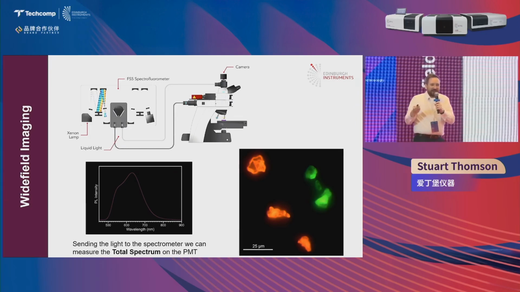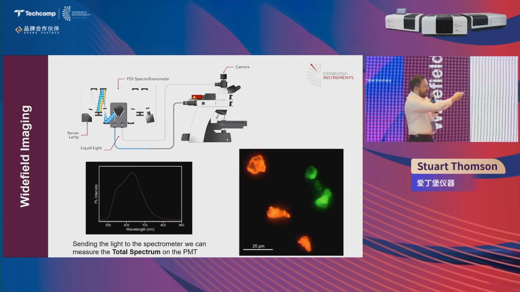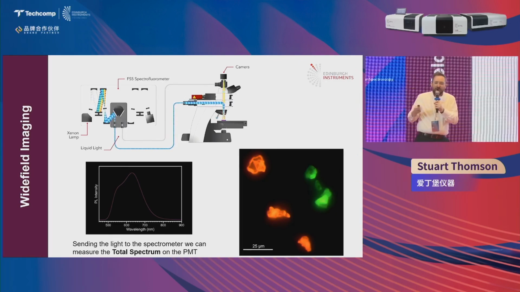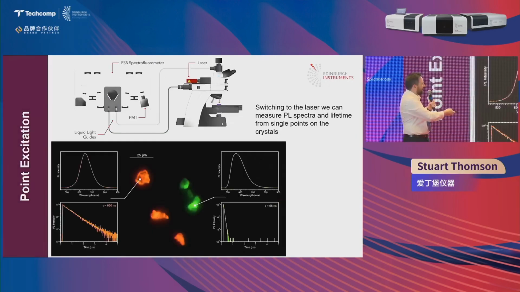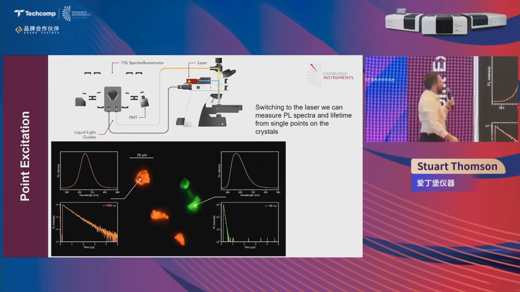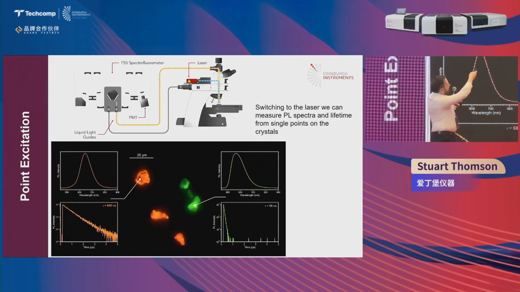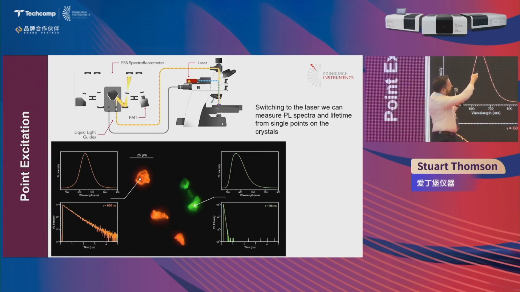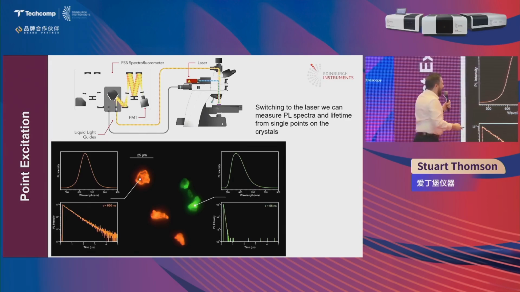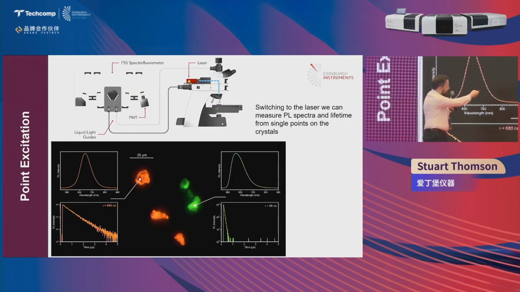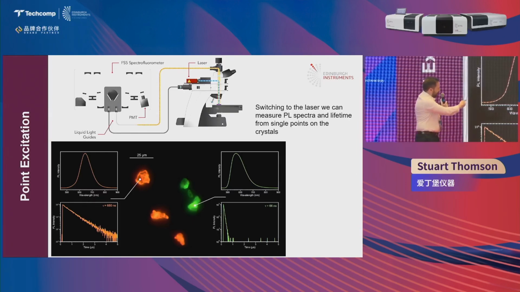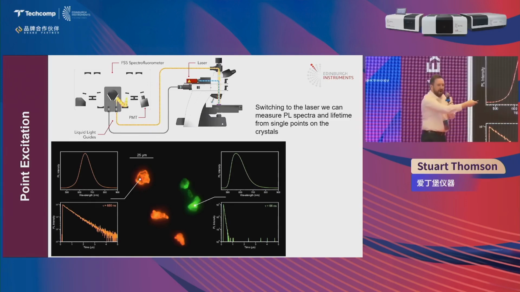So with the xenon lamp, we can get the total spectrum of our field of view, but what if we want to measure the spectrum of the individual particles? To do that, we change to a laser source. So now we're not using the xenon lamp, we're exciting using the laser source, and this gives us a much smaller spot size. So we can target individual points on these samples, and then using the FS5, we can measure either the spectrum or the lifetime of the individual particles.